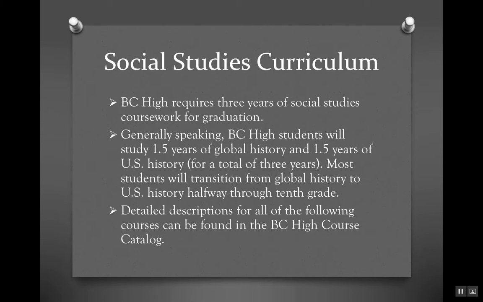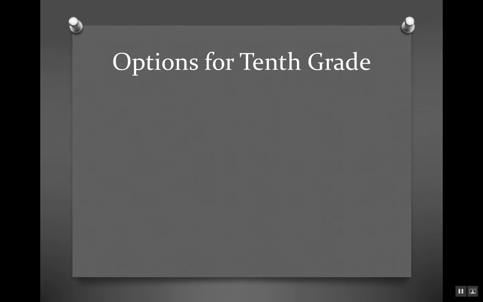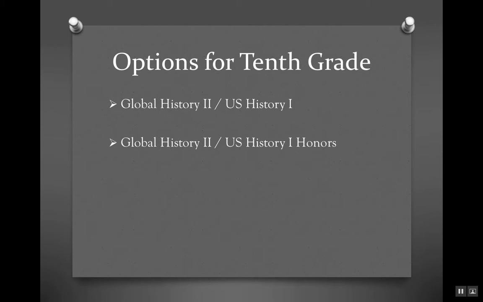And all of the courses that I'm going to describe here over the next few slides, detailed descriptions of those can be found in the BC High course catalog. So let's start out with 10th grade. In 10th grade, there are several different options. The first is Global History 2, U.S. History 1. The second course is called Global History 2, U.S. History 1 Honors. And the next course is AP or Advanced Placement World History.